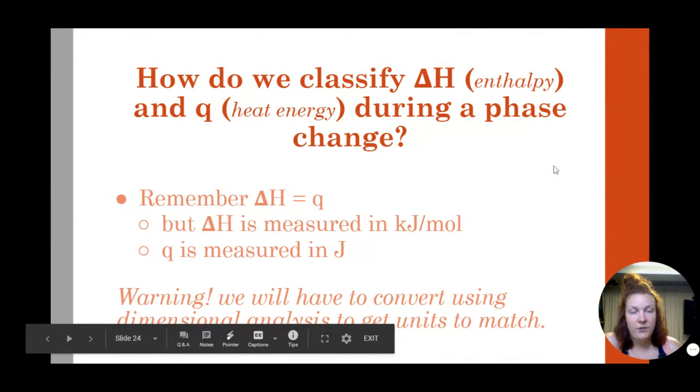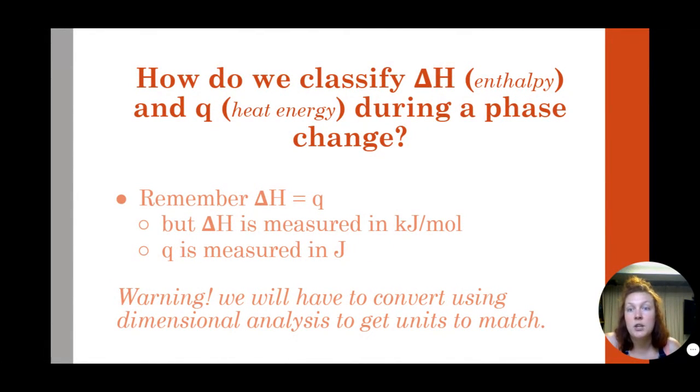Okay, so how do we classify delta H, enthalpy, and Q, the heat energy during a phase change? Remember that delta H is equal to Q, but delta H is measured in kilojoules per mole, and Q is measured in joules, typically. Warning, we will have to convert using dimensional analysis to get the units to match. So we can't have kilojoules for one and joules for the other. Everything needs to be joules or everything needs to be kilojoules. So you will be doing a bit of converting for these problems.